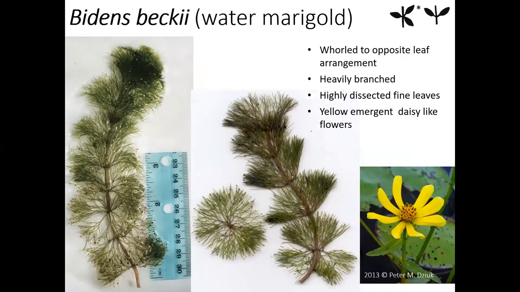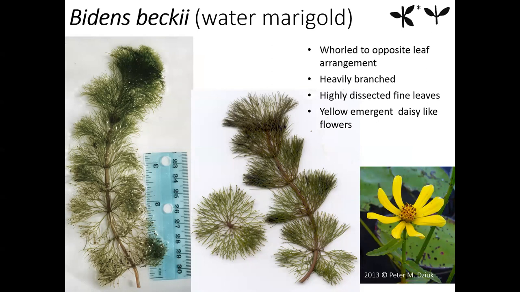The next species is Bidens beckii, or water marigold. Typically, I think this is a more northern species. I don't see it too often in southern Wisconsin. The leaf is whorled or opposite, and it branches right at the base of the leaf, and it is heavily branched and highly dissected. If you're looking at it in the water column, it looks like a bottle brush. It's very poofy and fluffy almost.